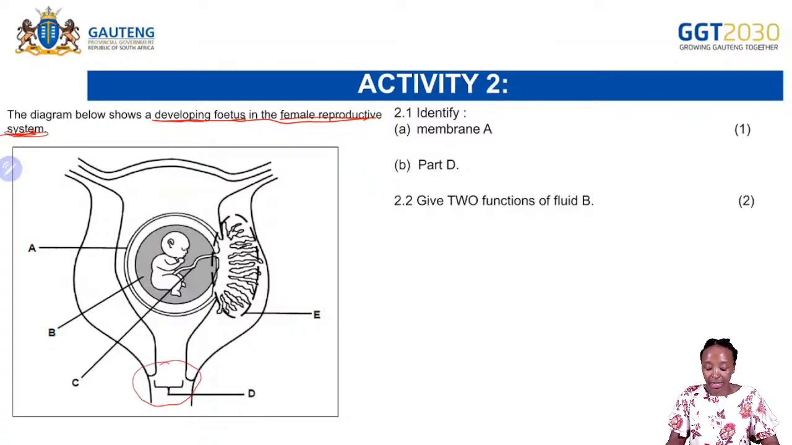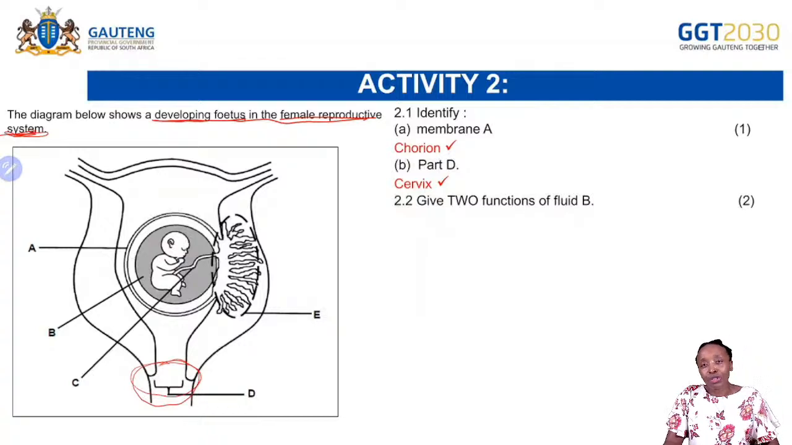So the first question says, identify membrane A. So membrane A, it is that outside layer, the very, very outside layer, the outermost layer in the structure, and that is what is called the chorion. And then part D, if you remember your male female reproductive system, part D there at the bottom, it is what we call the cervix. And let's see if our answers are correct. So the first one is the chorion, part D is what we call the cervix. Then 2.2, give two functions of fluid B.